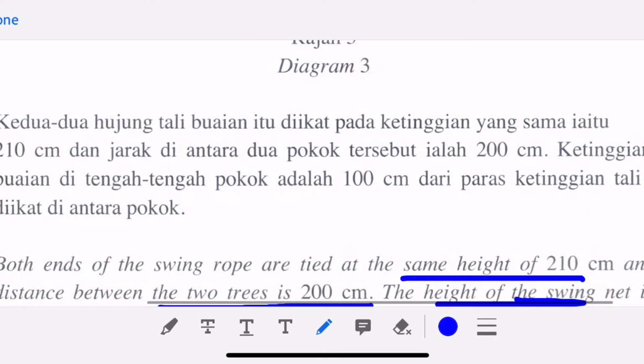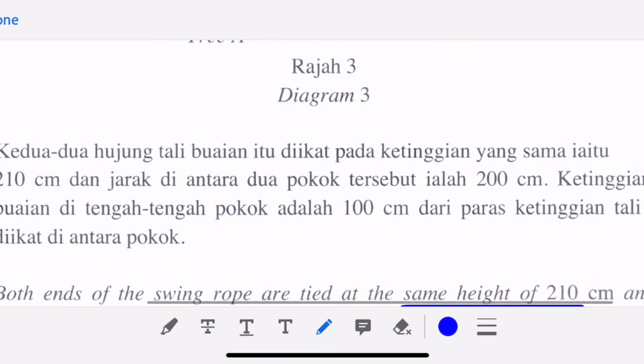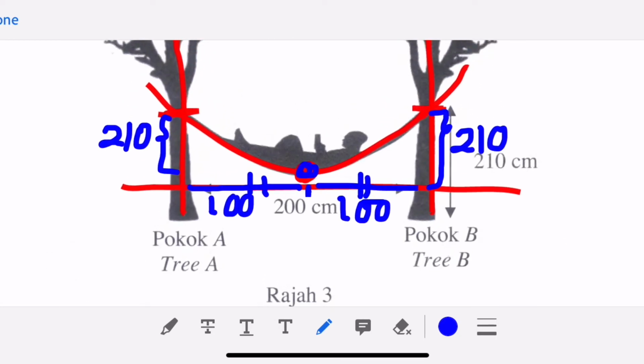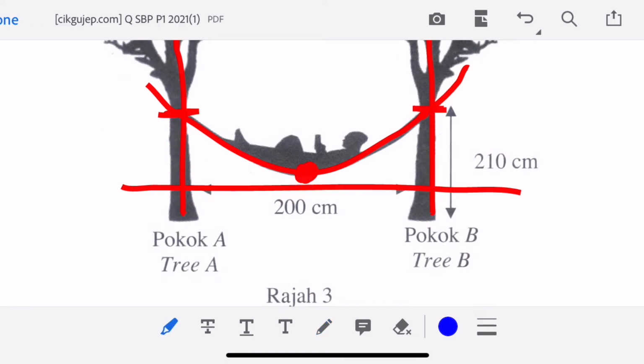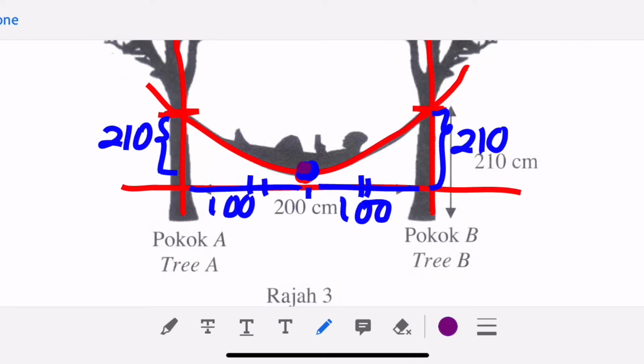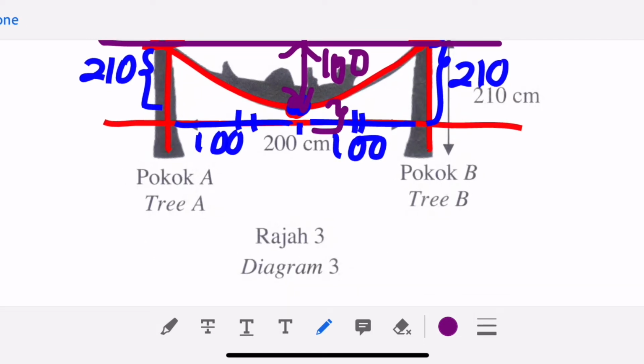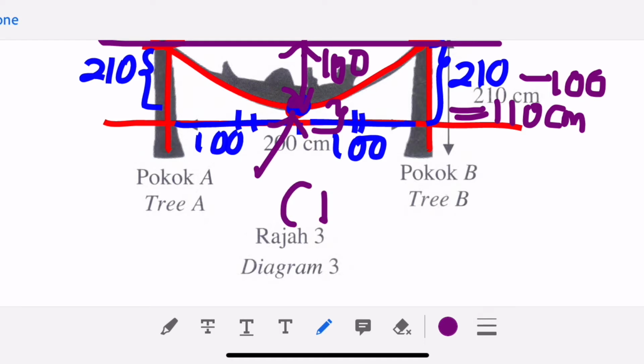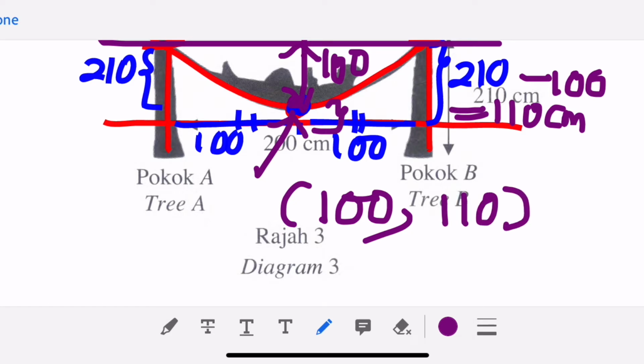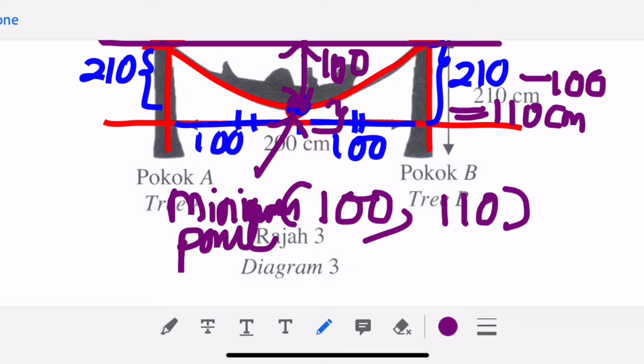Alright, so meaning that we were given the information that this middle is a middle point, and the question is saying that this height is 100 centimeter from here. You get the information? That means this point, the balance here should be 210 minus 100, which is 110 centimeter from the base. Alright, so for this point, the x is 100, the y is 110. First, get the right fact. So this is a minimum point. Alright, minimum point is at 100 and 110.